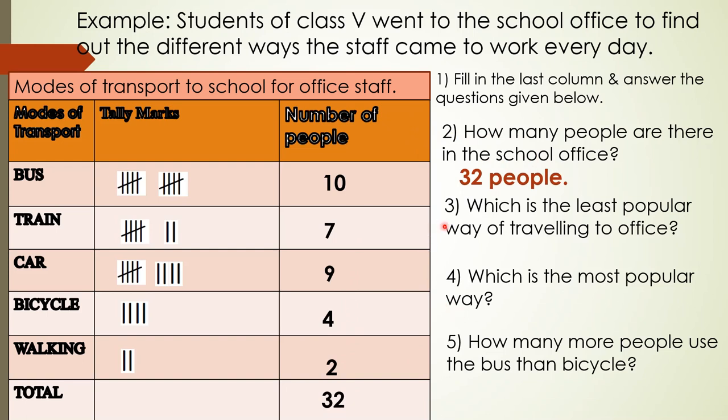Question number 3. Which is the least popular way of traveling to office? Walking. Which is the most popular way? 10 people go to office by bus. So, bus is the most popular way. How many more people use the bus than bicycle? 10 minus 4 equals 6. So, 6 more people use the bus than bicycle.